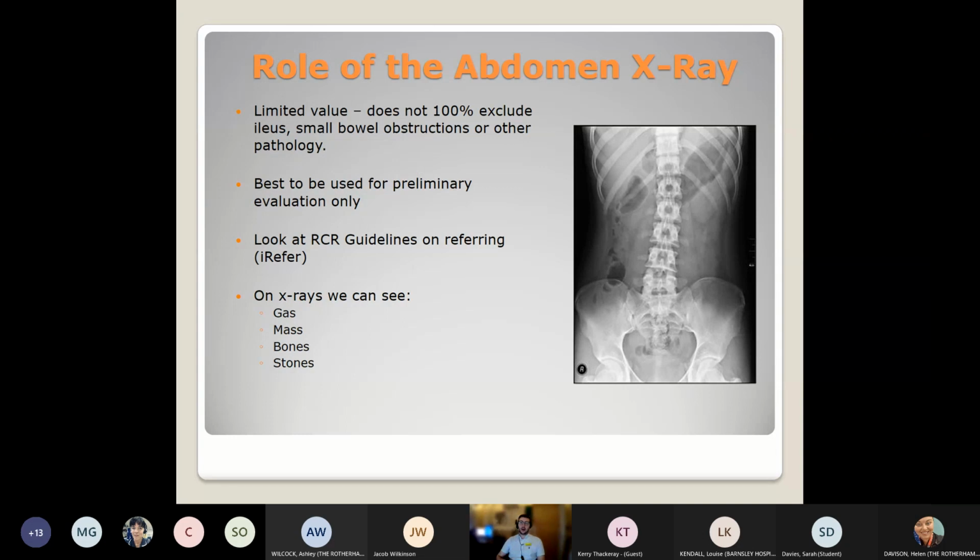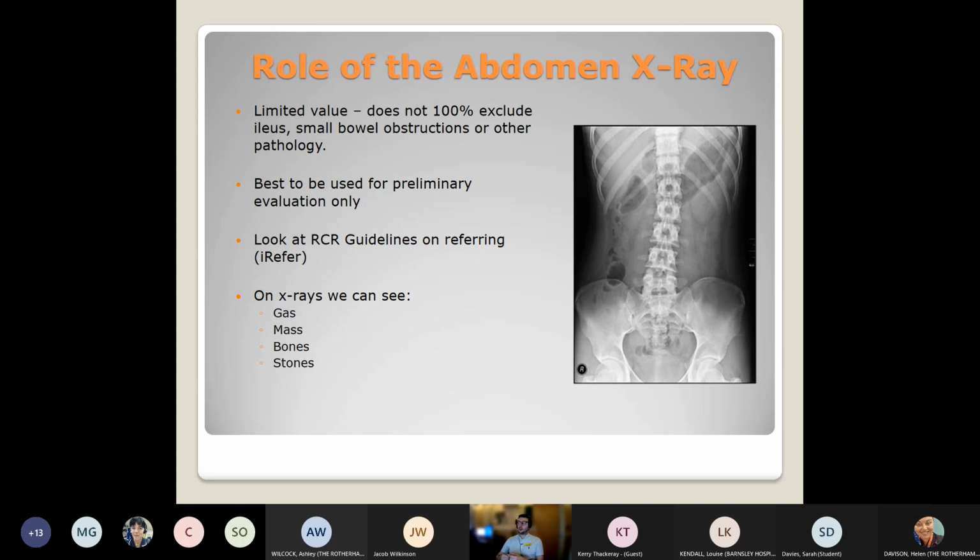The problem with small bowel is that it tends to be fluid filled. The only things that we can see on the X-rays are interfaces. So usually the interface between air, which appears dark on the X-ray, and the soft tissue, which is grey. When something's fluid filled, that also appears grey. So in small bowel obstruction, unless it's air filled, we're not going to see it. So it is quite limited.